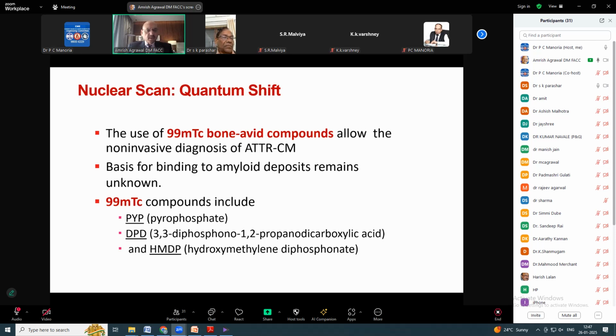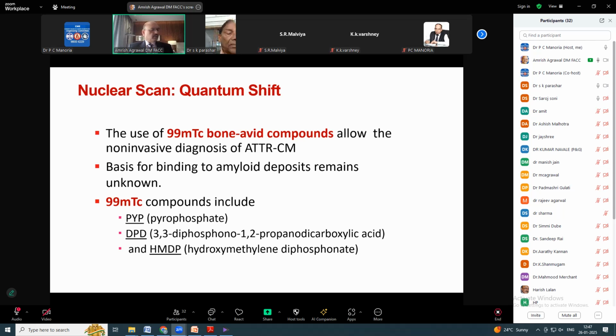There are a number of bone avid compounds which can be used, but in our hospital we use the pyrophosphate compound. So pyrophosphate is commonly used, but in America and Europe, they have different compounds. They all do the same job by binding to the amyloid protein inside the heart, and this can light up on the nuclear scan.